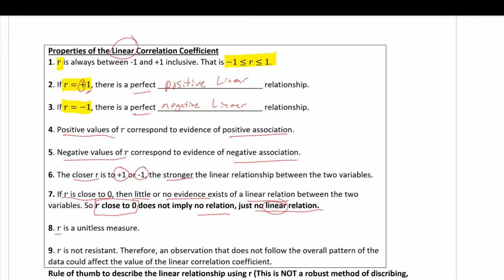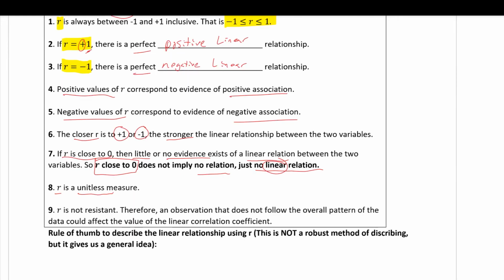The nice thing about r is it has no units associated with it. And the very last thing is something we talked about in one of the first chapters: this r value is not resistant. What does it mean for something to be not resistant? It just means that if you introduce outliers, it will sway this r value quite a bit. It's sensitive to extreme changes.